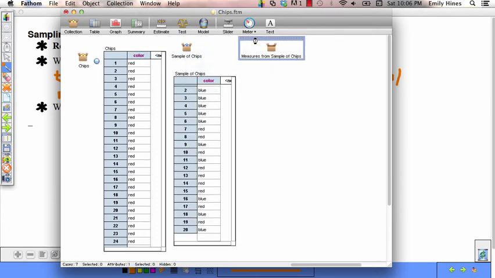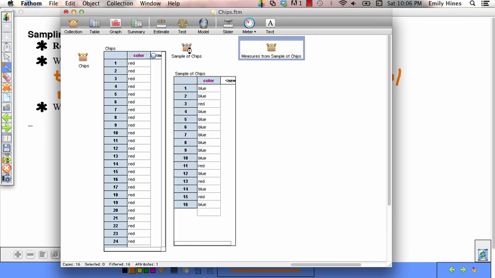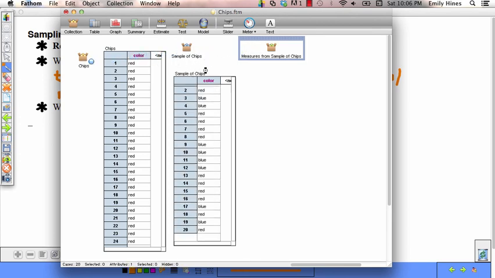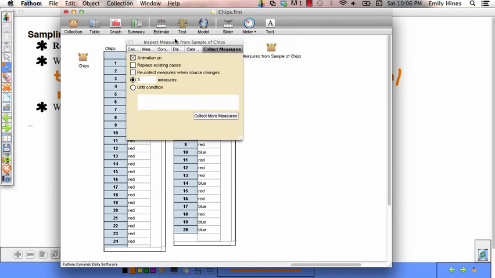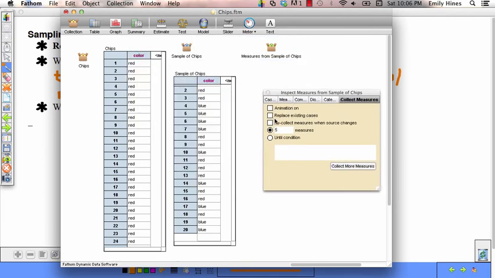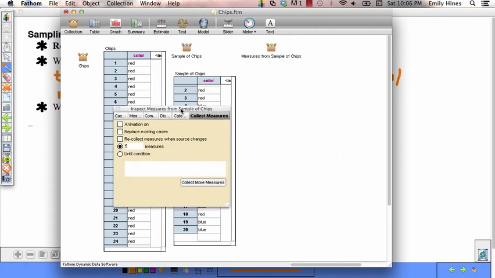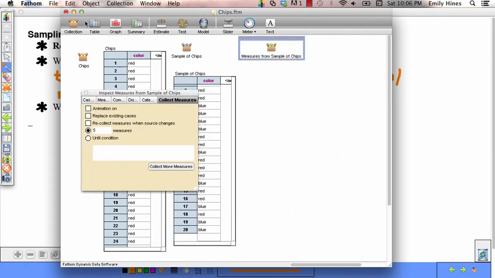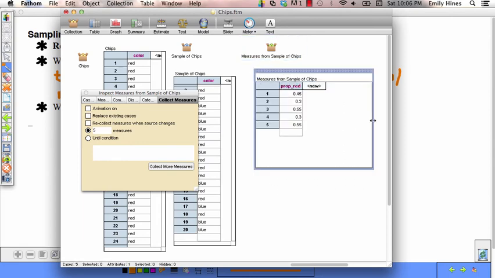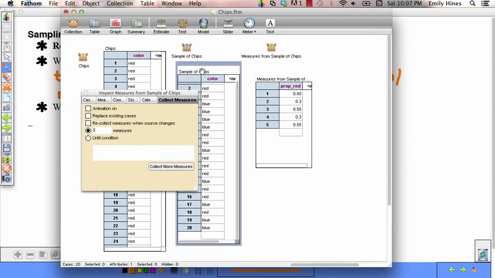So now I'm going to tell this to collect some measures. What you're seeing here is that I'm taking a new sample, and every time I take a new sample, it calculates the proportion of red chips for that sample. Then it takes another new sample and calculates the proportion of red chips for that sample. It just did that 5 times. And if I create a table for this, you can see these are my five different proportions of red chips. So here I've taken 5 different samples and calculated the proportion each time.